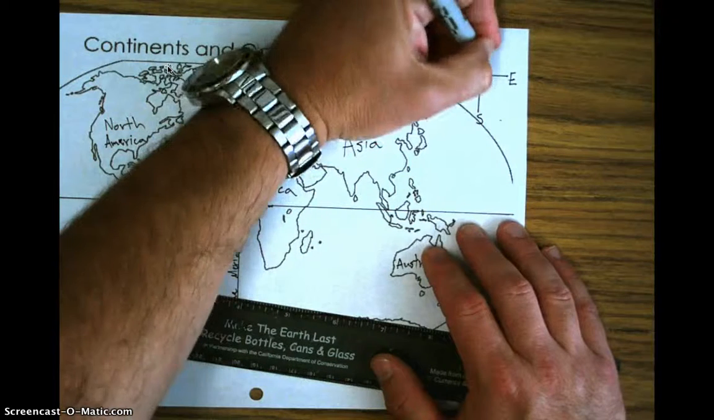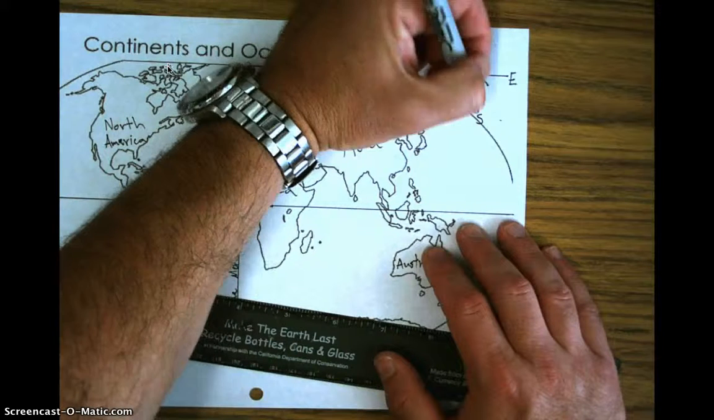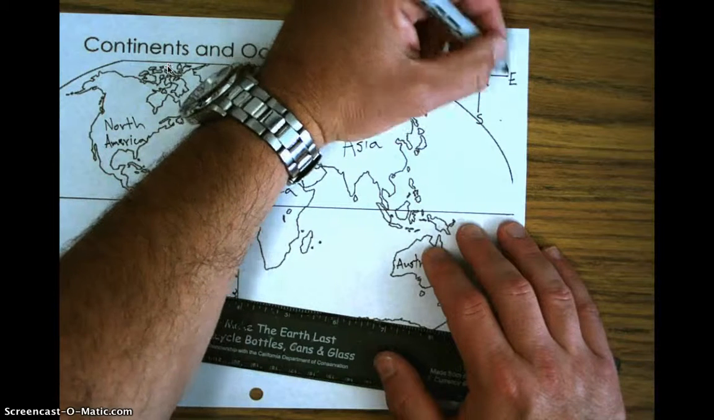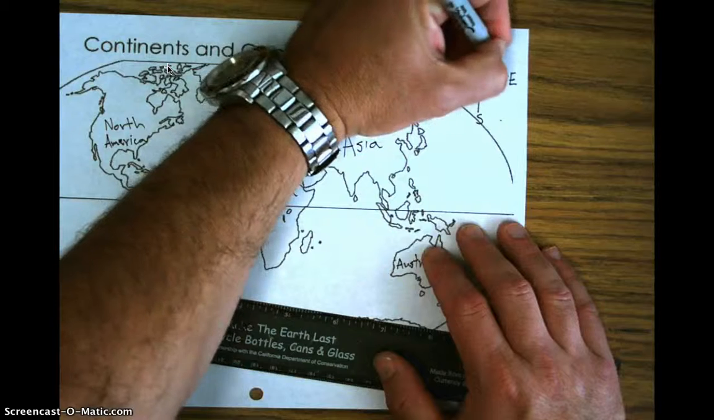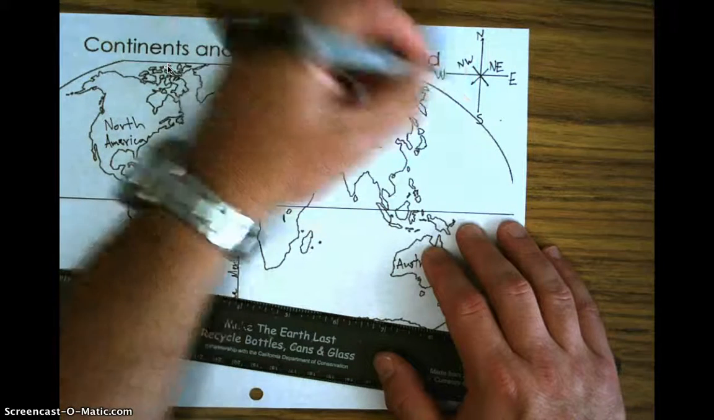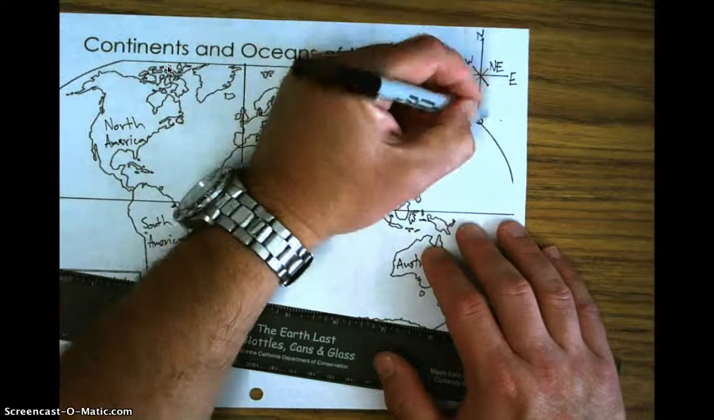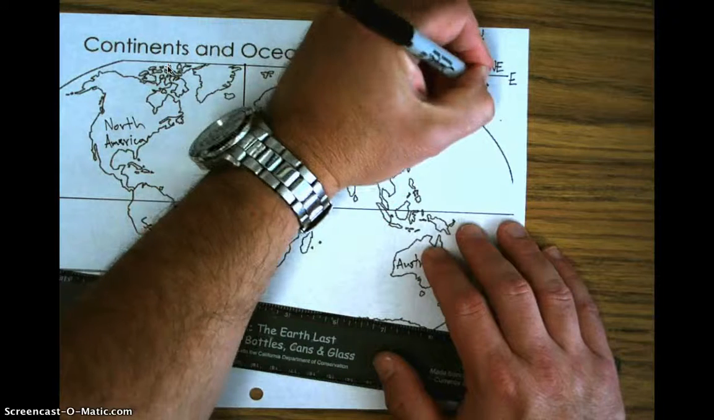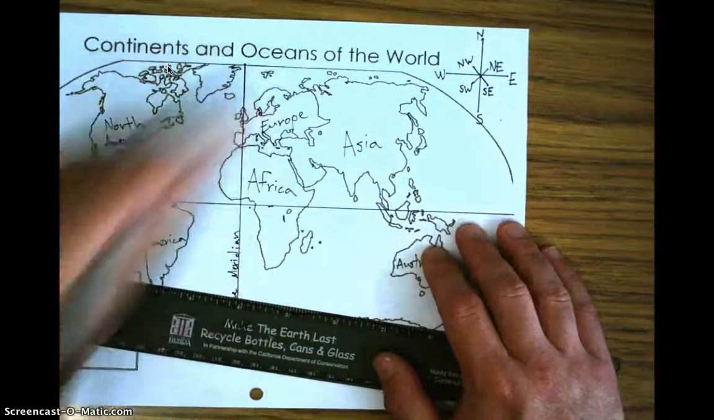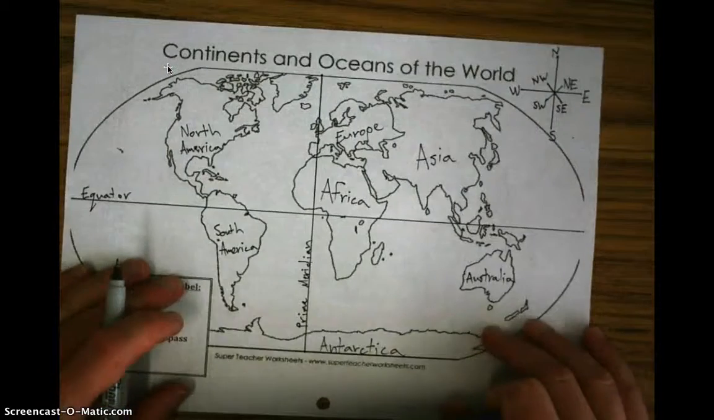Then you're going to make an X through it. And in between, always, N goes first or S goes first. So between north and east is northeast. Between north and west is northwest. Between south and west is southwest. And between south and east is southeast. And of course, if you reverse them, it would be wrong. We always say the N or the S first.